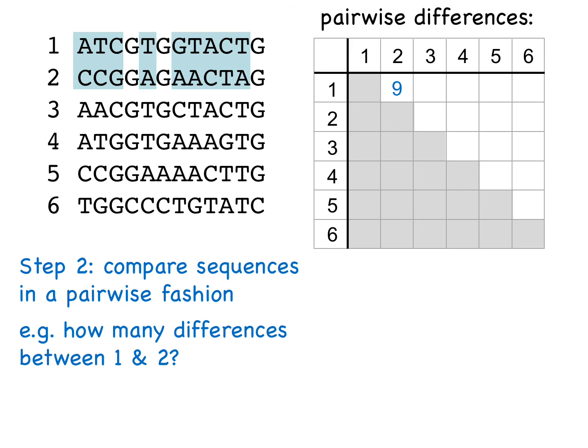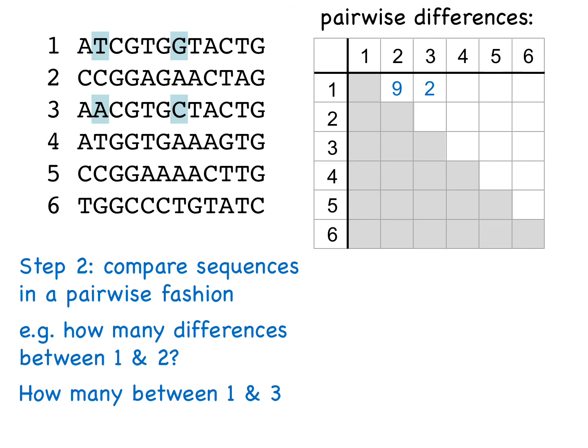We're going to ask how many differences are there between sequence, say, 1 and 3. We'll do that one next. So I'll highlight the differences there. In this case, there's 2 differences between sequence 1 and 3. So I'm just going to enter that value in the table. 2 differences. And then we just keep going in this fashion until we have this whole table filled up.